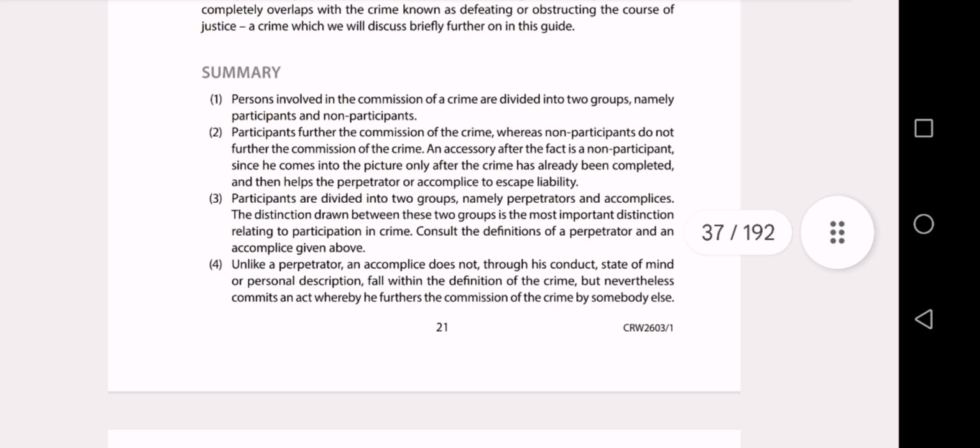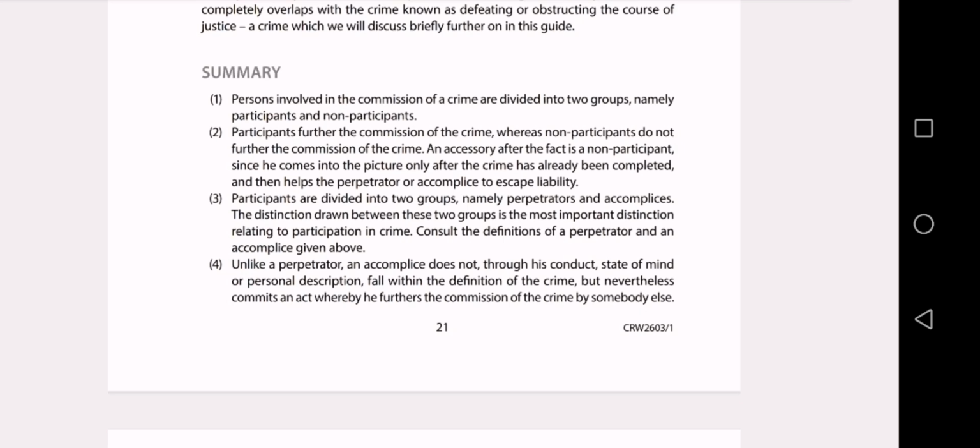Summary. Okay. Persons involved in the commission of a crime are divided into two groups, namely the participants and the non-participants. The participants further the commission of a crime, whereas non-participants do not further the commission of the crime. An accessory after the fact is a non-participant since he comes into the picture only after the crime has already been completed, and then helps the perpetrator or the accomplice to escape liability.